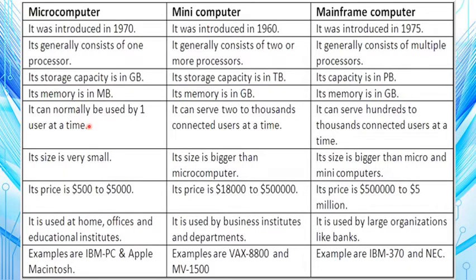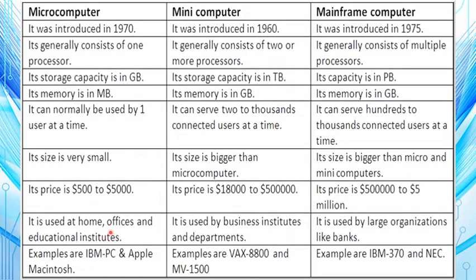Micro is normally used by a single user. Mini computers are used to serve 2 to 1000 connected users. They act as a server, and mainframe computers are larger than the mini computer. If we see the size, micro is the smallest, then is the mini computer, and then is the mainframe. In the cost also you can see in dollars.